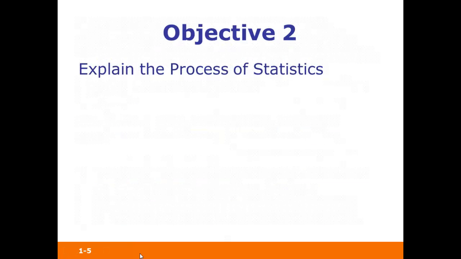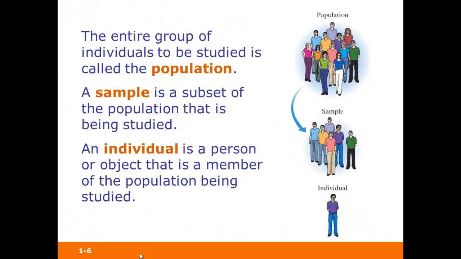Objective 2 is to explain the process of statistics. So when we talk about a population, this would be the entire group that we're interested in finding out information about. So this is usually going to be some type of large group, and for the most part it's going to be too expensive or too time consuming to get information about the entire group. So if that's the case, we select a small group out of our population, and that's called our sample. So our sample is a subset of the population that's being studied.